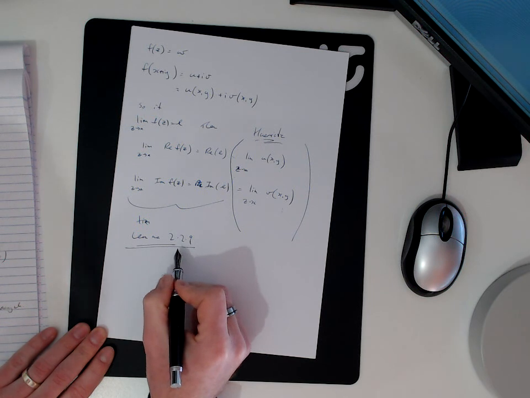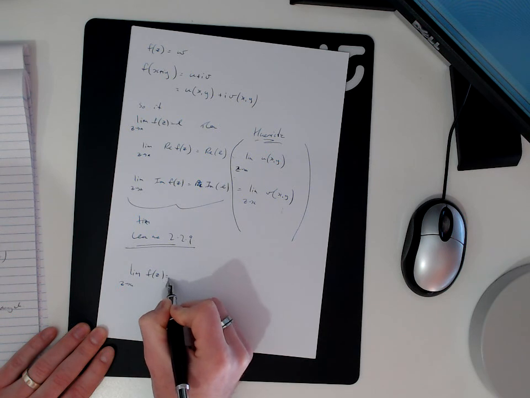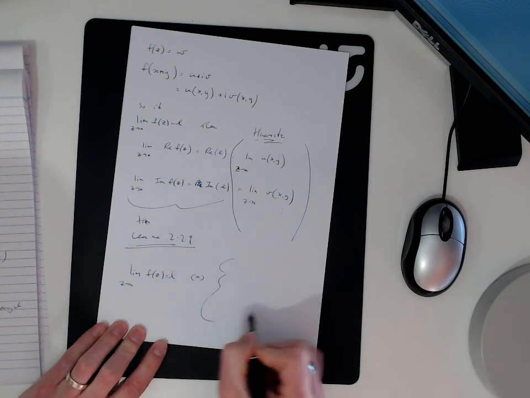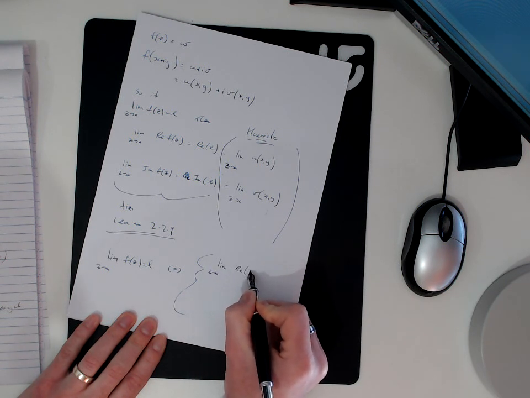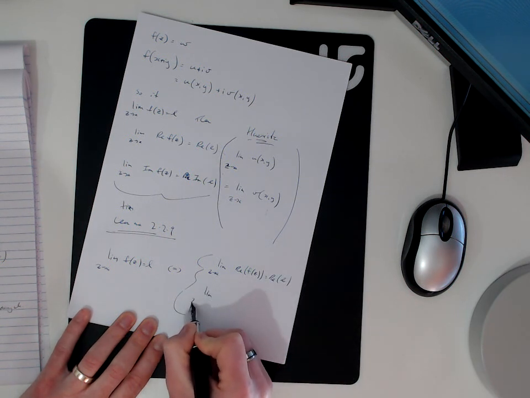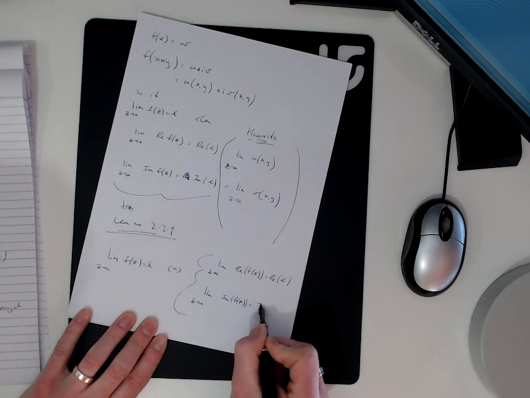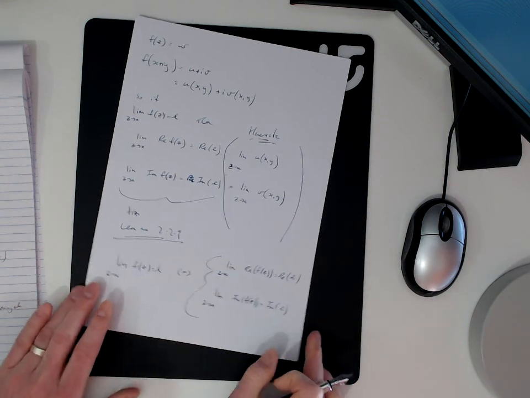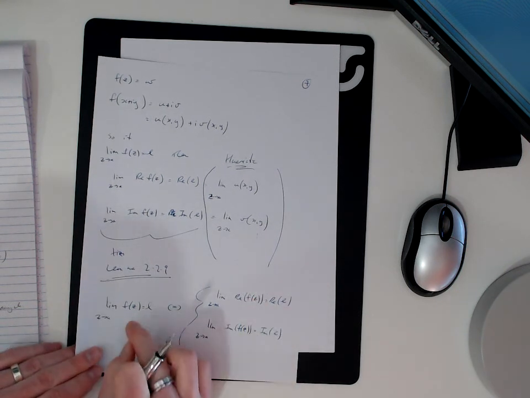Let me write it out, just to be clear. Limit as z goes to a of f of z equals L is equivalent to saying the two statements that the limit as z goes to a of the real part of f of z is equal to the real part of L, and the limit as z goes to a of the imaginary part of f of z is equal to the imaginary part of L. Again, proof left as an exercise. You need to know both of these in order to be able to conclude that. Not too complicated. Take the bounds on both bits and add them together.